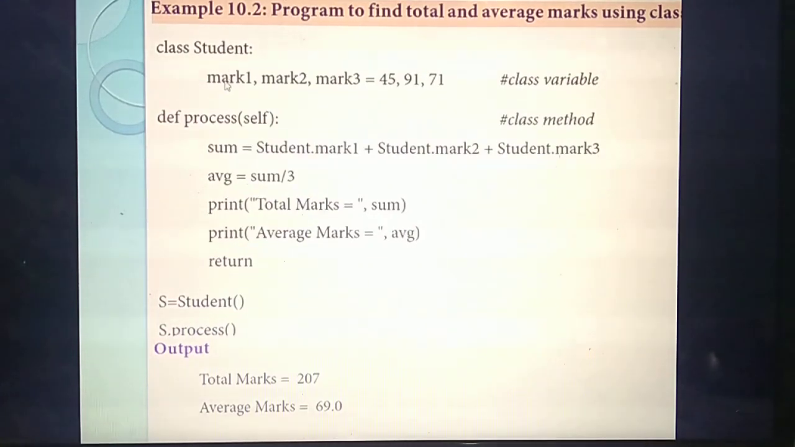First you have defined a class, that is over. Then inside the class you have defined 3 variables, that is also over. Next you have defined a function with one argument, self. Inside the function you have called the variables using the class name. Then you should create an object for the class.